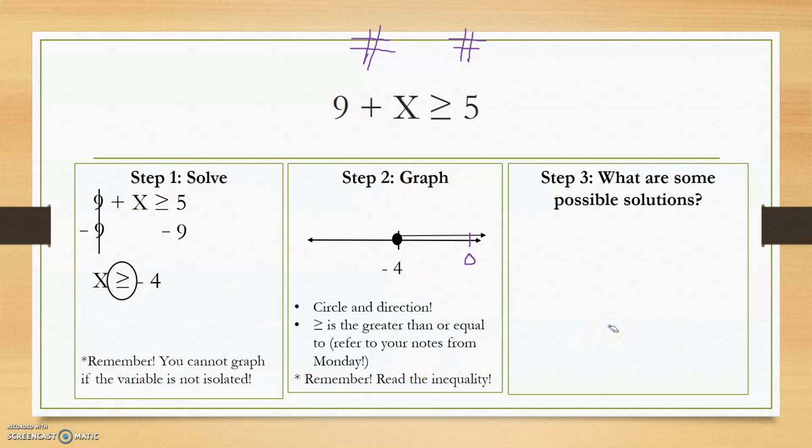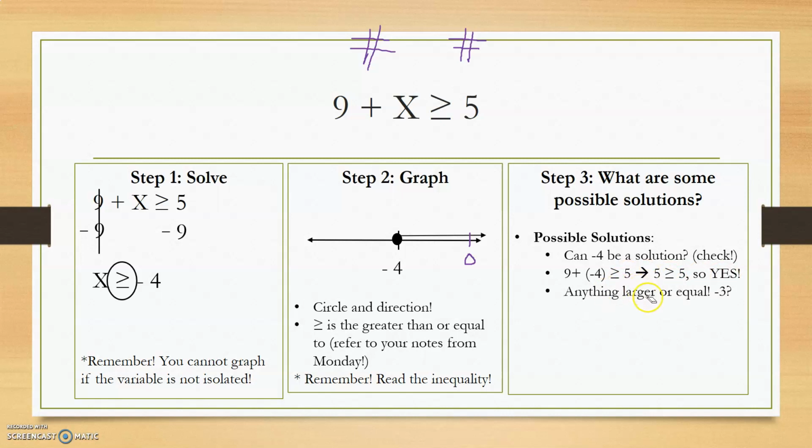All right, let's move to step 3. What are some possible solutions? So what could I put in for x? What could some of those numbers be? So let's see. Let's start with -4. Could -4 be a possible solution? Well, if I plug it in, I get 9 plus -4 is greater than or equal to 5. If I evaluate that, I get 5 is greater than or equal to 5. This is a true statement because it says or equal to, so yeah, -4 is a possible solution.